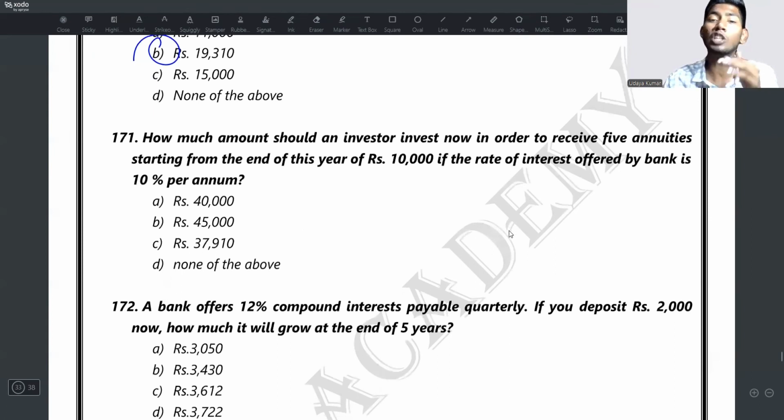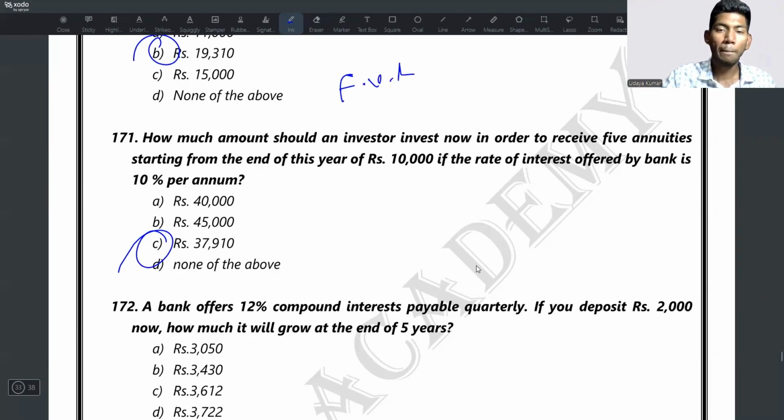Question 171: how much amount should an investor invest now in order to receive 5 annuities of rupees 10,000 starting from the end of this year, if the rate of interest offered by the bank is 10% per annum? This question involves calculating the present value of annuity. Using the present value of annuity formula with a rate of 10% and 5 annuities of rupees 10,000, the present value comes to approximately 37,910 rupees. Here it is the present value of annuity, not the future value of annuity.